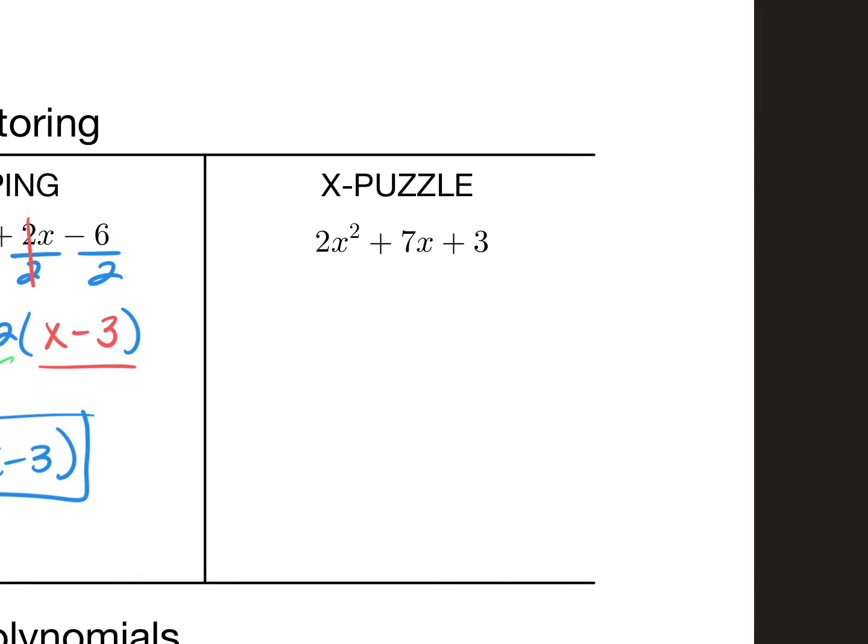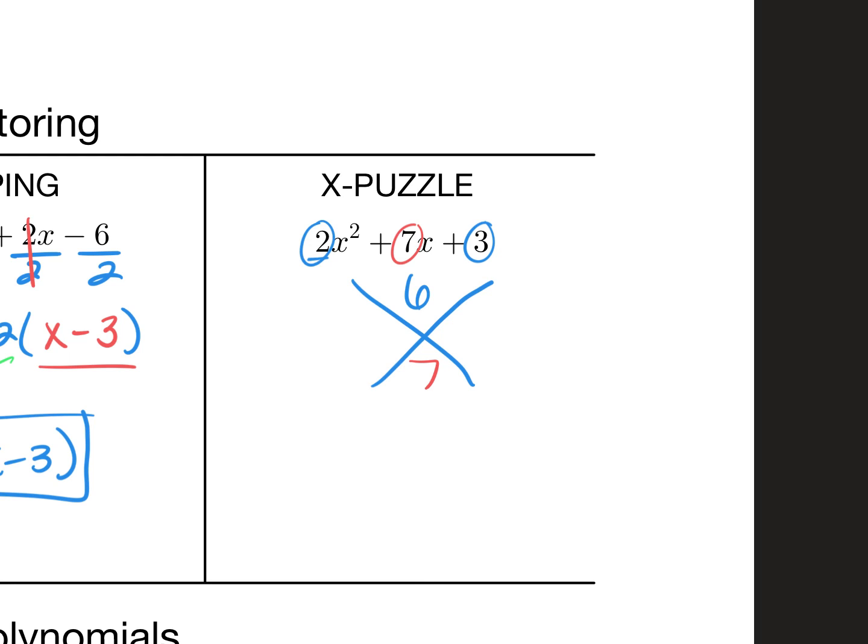Last, I have the x puzzle. X puzzle, but it also has an a, so it's going to be a little extra work. So on the top, I'm going to have a times c, which is this 2 times 3. A times c, 2 times 3 is going to be 6. And then b is going to go on the bottom.